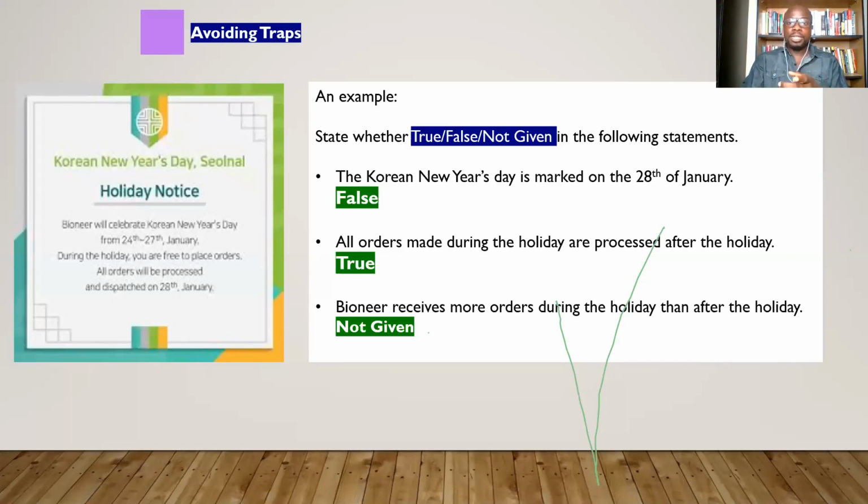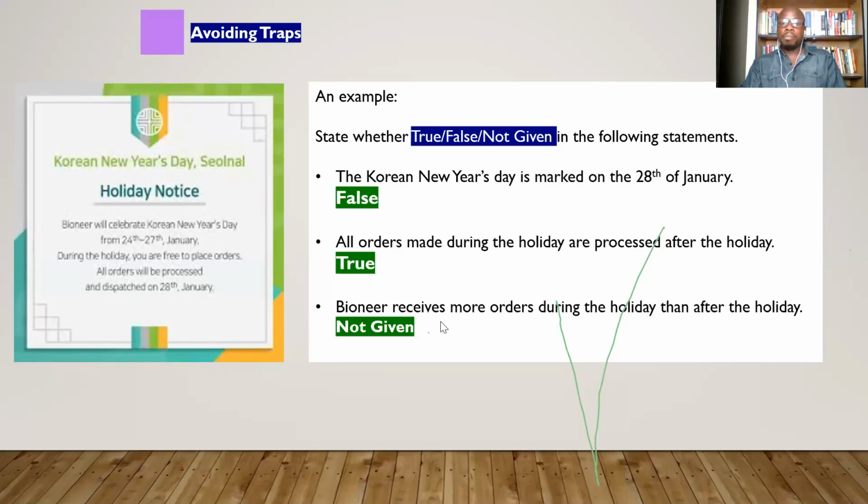But if you read the passage very well, you see that the Koreans New Year's Day is marked between 24th to 27th January. So obviously this is false from the passage. It's opposite to what has been stated in the passage. Next: all orders made during the holiday are processed after the holiday. Now, if you read the passage, you'll see that you can make orders during the holiday, but they will be processed and dispatched on the 28th. And 28th is actually after the celebration, which ends on the 27th.